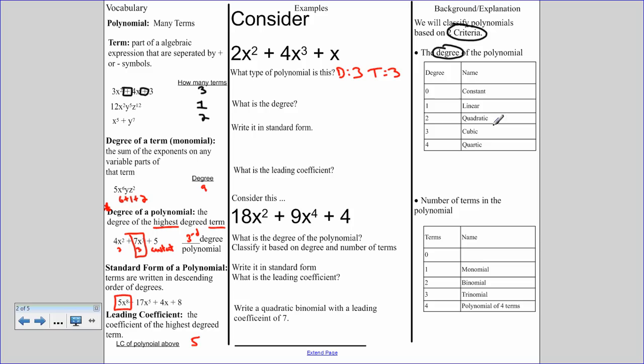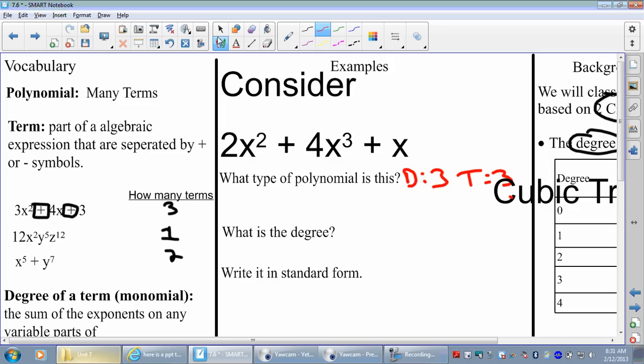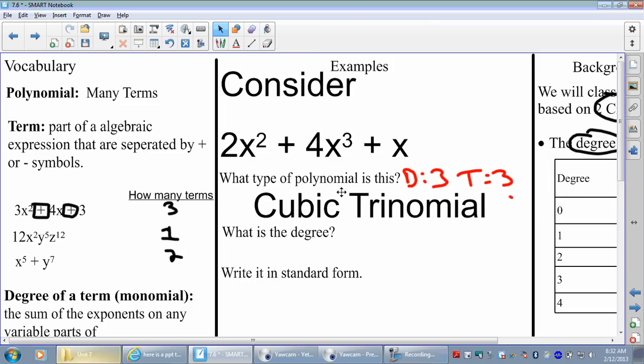This terminology is important because there is a 3rd degree. That makes it a cubic. Because there are 3 terms, that makes it a trinomial. So this is a cubic trinomial. That's the type of polynomial it is. What's the degree? Well, we already kind of talked about that. It's a 3rd degree.